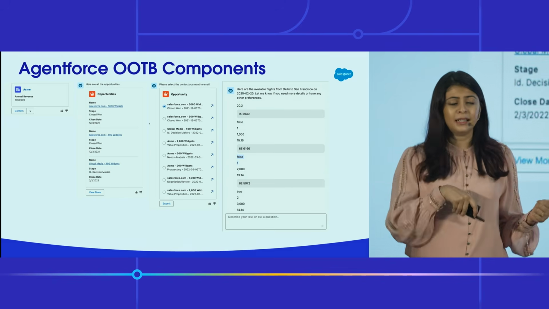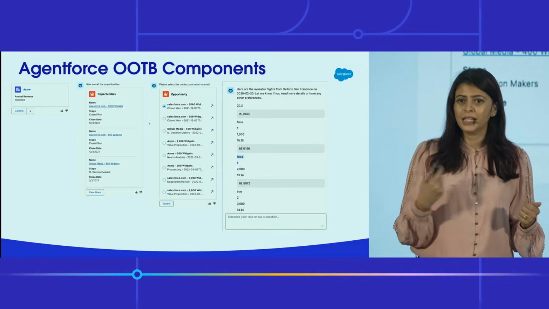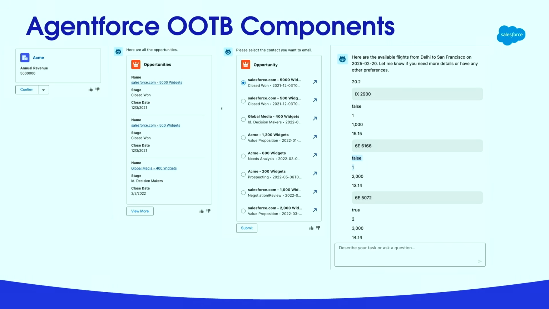The third one is again a list of records, but here an agent is actually asking for an input. Which one of these do you want? So it's an input component again. And the last one that you see is a custom Apex component that we have. These are all out-of-the-box components. And Salesforce really invests very heavily to make sure that your experience on Agentforce is really nice.